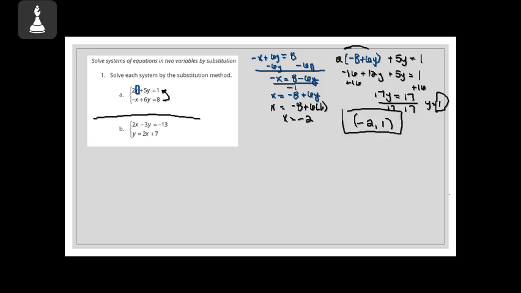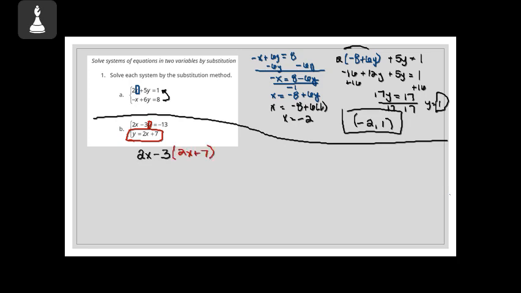When I look at B, I already see my second equation here is solved for y. So I can take this 2x plus 7 and put it in place of y for the first equation. So instead of writing 2x minus 3y, in place of y, I'm going to put 2x plus 7. And then that's still equal to negative 13.